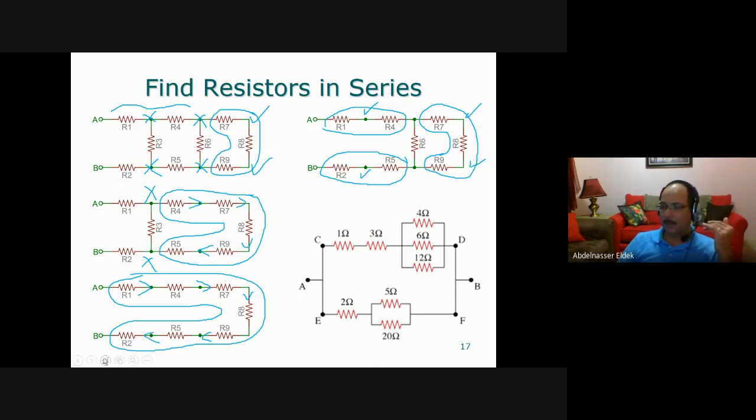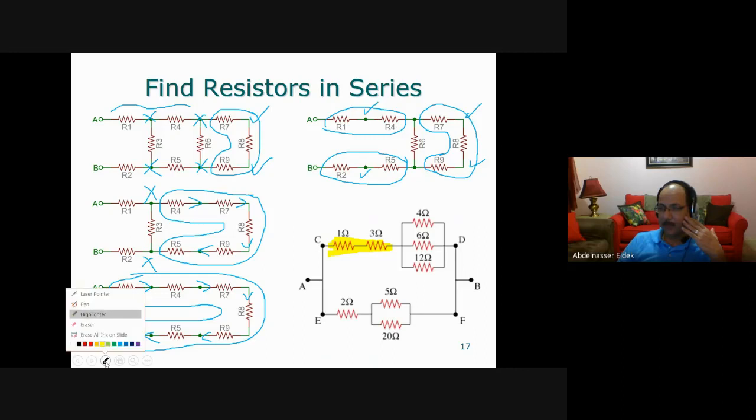If you look at this example, let's highlight. So for example here, these two are in series, right? Do you have any series connection here? No. Do you have any other series connection? No. So this is the only two resistors that are in series. You don't have any other series nodes.